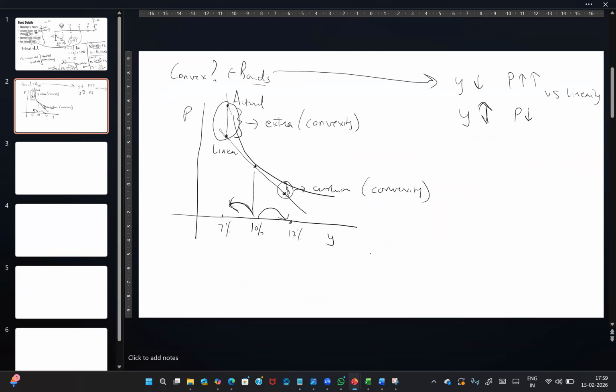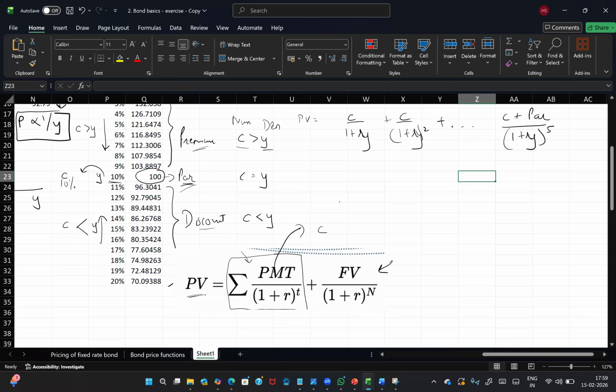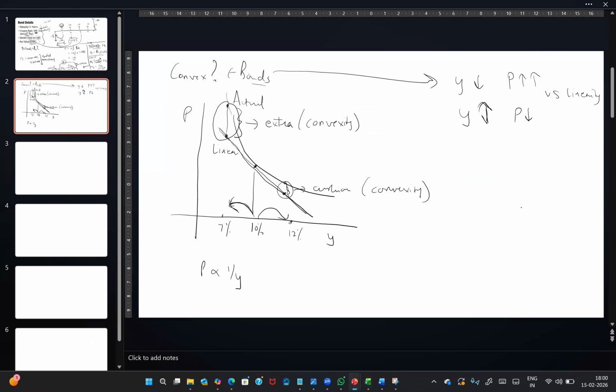So convexity. Suppose I tell you that bonds are linear. If the bonds were linear, they would have followed this linear negative slope assumption, because bonds are inversely proportional to yield. If I look at the pricing of the bond versus yield, this formula is not a single degree formula, because especially if I look at this 5 year pricing of this bond, there are squares, there's a raise to 5. So it's not a simple linear relationship between price and yield. Actually, it's an inverse relationship. And hence the bond pricing will not give you this straight line.